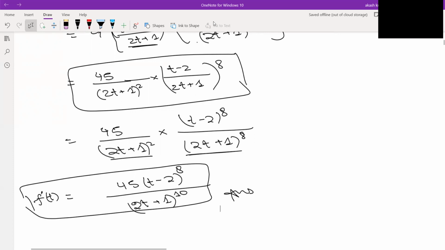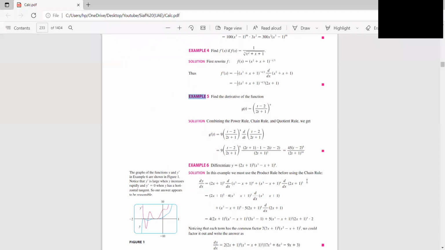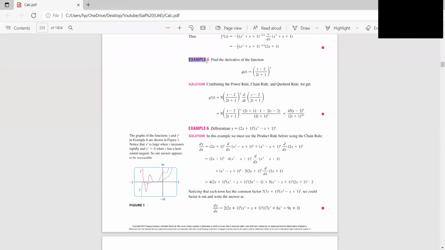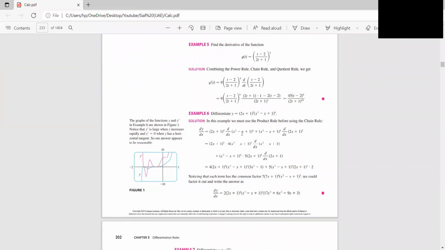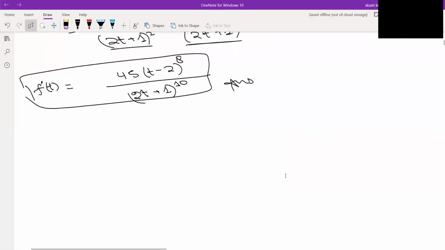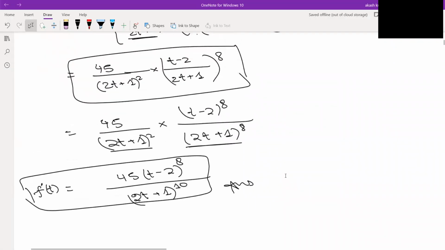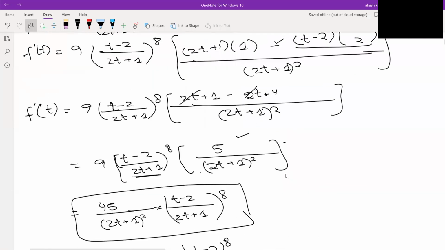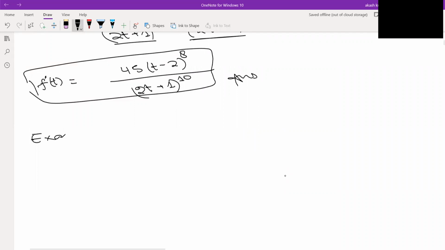Okay, let's get back to the book. We did example number 5 and we got this. Now let's do example number 6, which is: differentiate y equals 2x plus 1 whole power 5 multiplied with x cube minus x plus 1 whole power 4. This is example number 6.